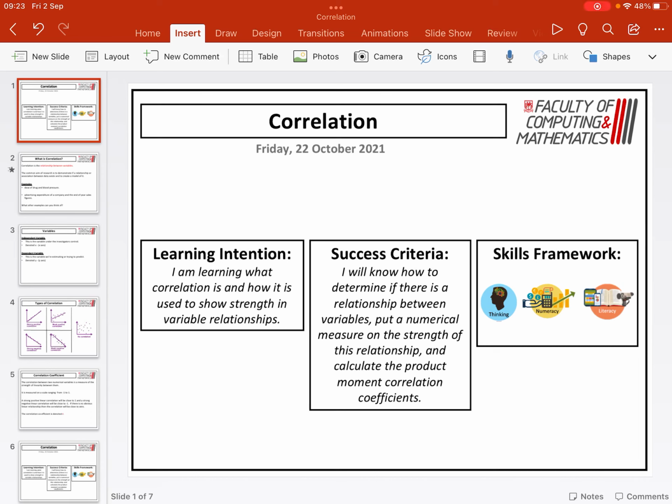In this video, we are going to take a look at correlation, which is another type of statistical measure that we can use to determine if there is a relationship between two variables. So the learning intention is to learn what correlation is and how it is used to show strength in variable relationships. By the end of this video, you'll hopefully know how to determine if there is a relationship between variables, put a numerical measure on the strength of this relationship, and calculate the coefficient for correlation.